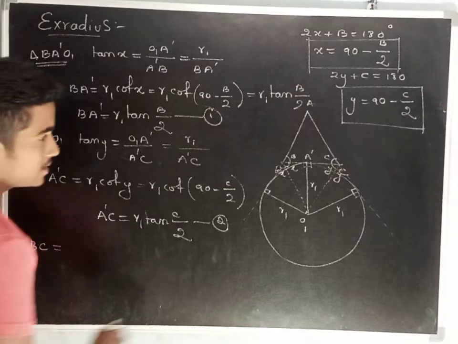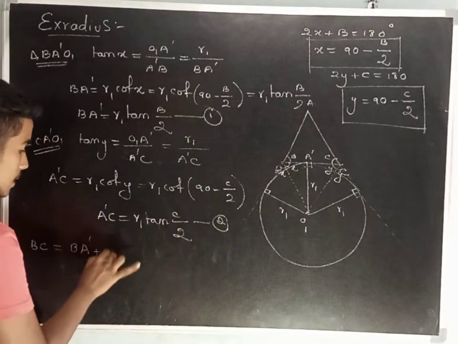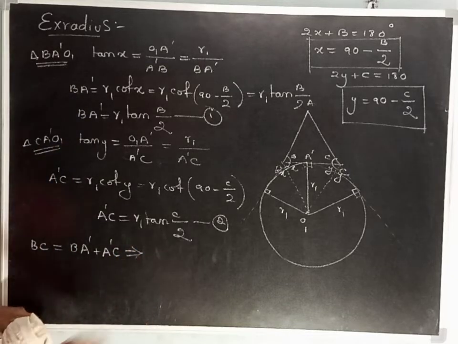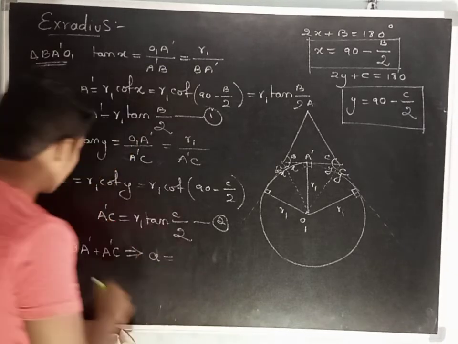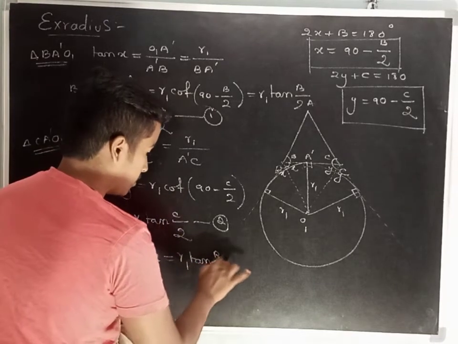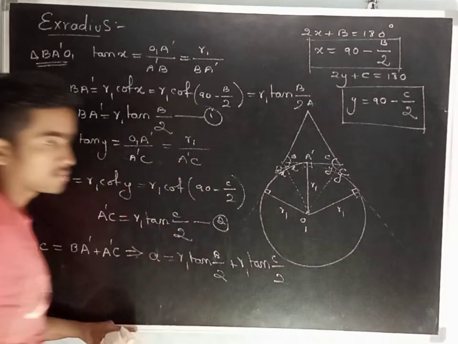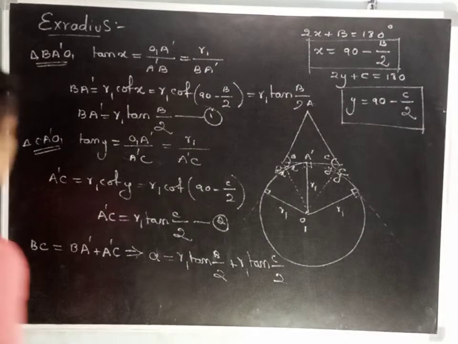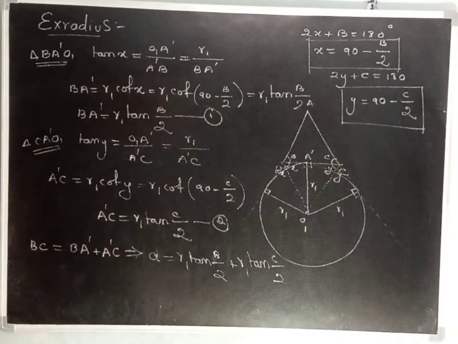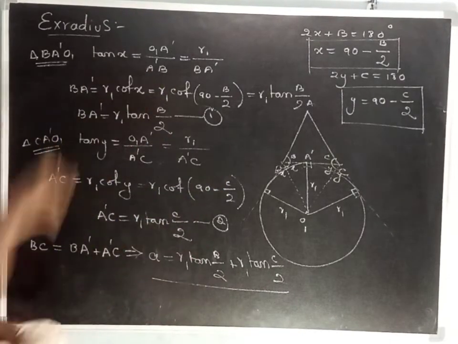BC can be written as the length of side BC. BC is nothing but BA dash plus A dash C. BC is nothing but side A. So A is equal to BA dash plus A dash C, which is R1 into tan B by 2 plus R1 into tan C by 2. Okay. Let's move on further. Let me continue further with this result.